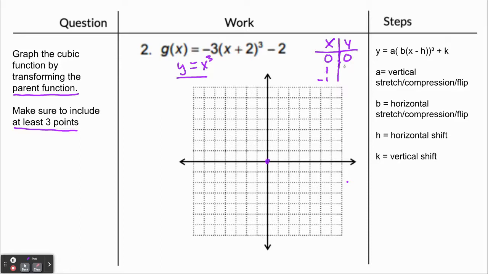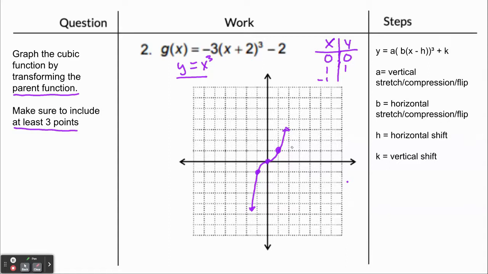When x is 1, y is 1. And when x is -1, y is -1. So our parent function looks kind of like this. It's not perfect, but it looks kind of like that. So when we have it in transformation form, we're basically just transforming, and I like to use these 3 points.